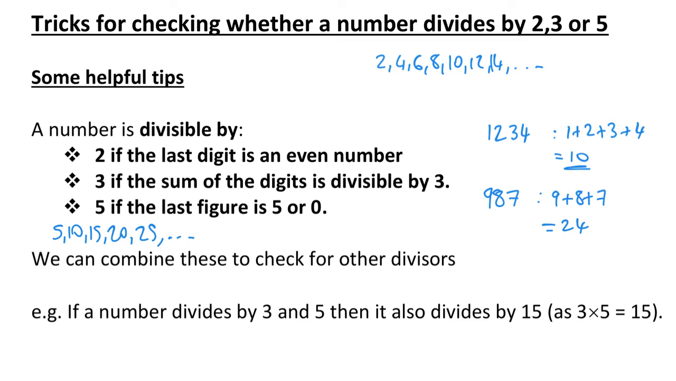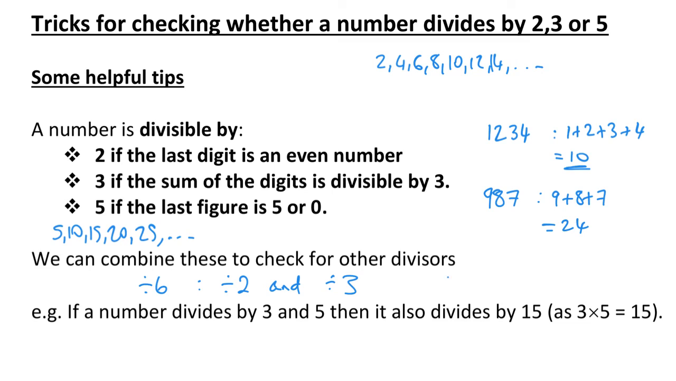The thing as well with these rules is that we can combine them to check if they work for other divisors. So to see whether a number is divisible by 6, for instance, we need to show that it's divisible by 2 and that it's also divisible by 3. So 987 is divisible by 3, but it's not divisible by 2 because it ends in a 7. So therefore 987 won't be divisible by 6.